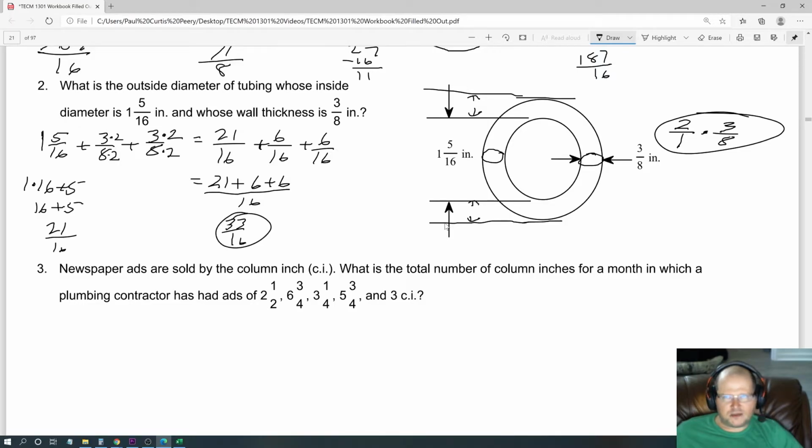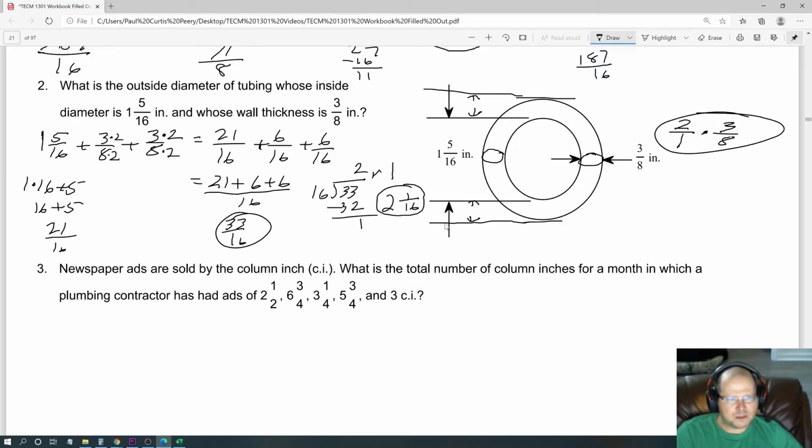Now we probably want to convert that back to a mixed number. So what we're going to do is divide the 33 by 16. That'll give me 2. 2 times 16 is 32. 33 minus 32 is 1, with a remainder of 1. If we convert that back to a mixed number, we get 2 and 1, which is the remainder, over 16, which was the denominator. So we converted it back. So it looks like we have 2 and 1/16 inch diameter for the entire pipe.